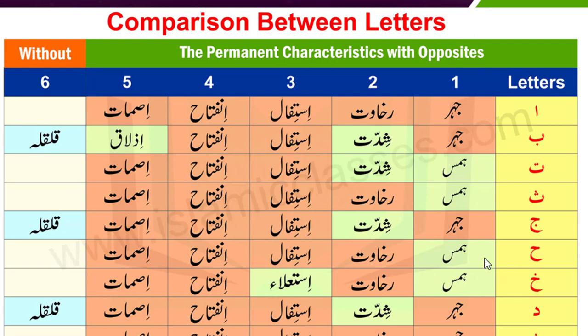Ha, it has hams quality. Again we flow the air. It has rakhawa, the continuation of the sound. We are continuing the sound, and hams as well. Istifal, infitah, ismat. Kha has hams. The air is flowing, the breath is continuing. And in rakhawa the sound is continuing.